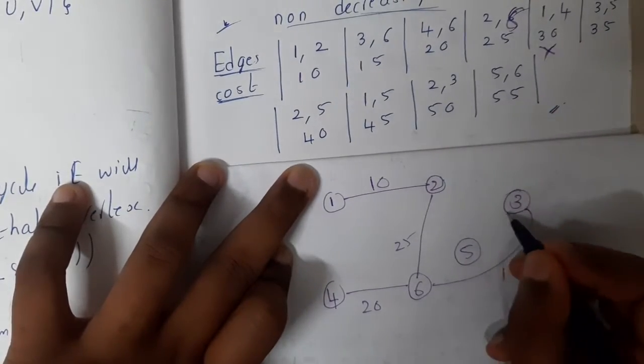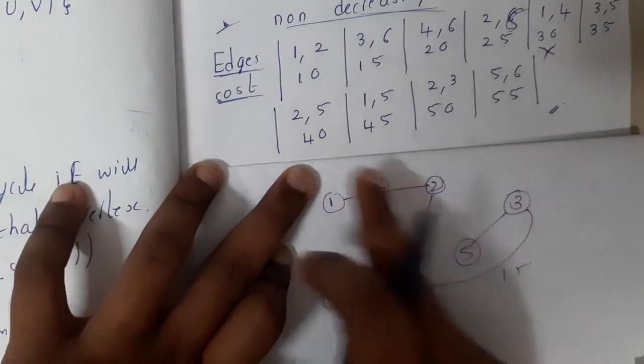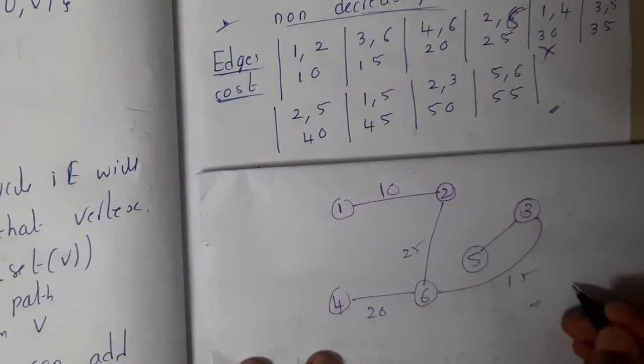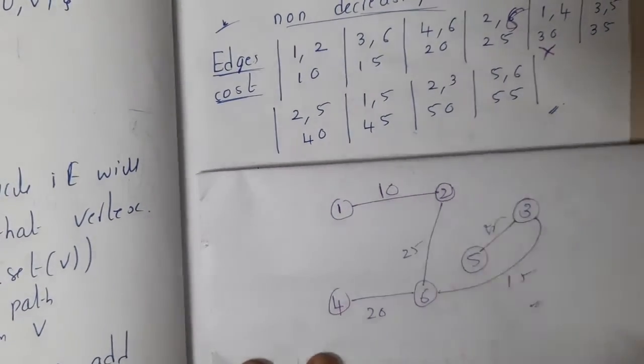Similarly 3 comma 5, you will draw here. Similarly if you apply any one, you will form a loop, so hence you will avoid them. So this is our minimum spanning tree, guys. Got it? So it's a quite simple problem.